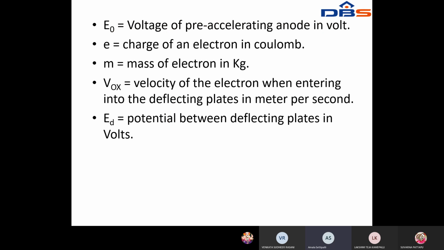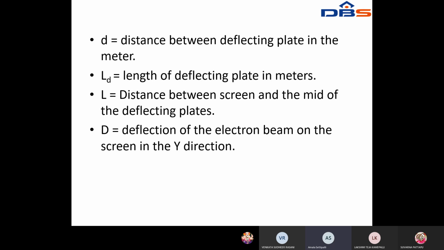Ed is nothing but the potential difference between the plates. D equals the distance between the deflecting plates in meters, that is, between the two vertical deflection plates or horizontal deflecting plates. LD equals the length of the deflecting plates in meters. L equals the distance between the screen and the mid of the deflecting plates. D equals the deflection of the electron beam on the screen in the y direction.